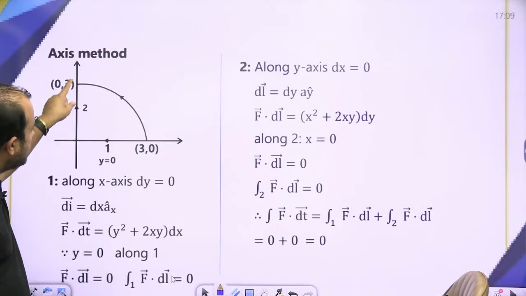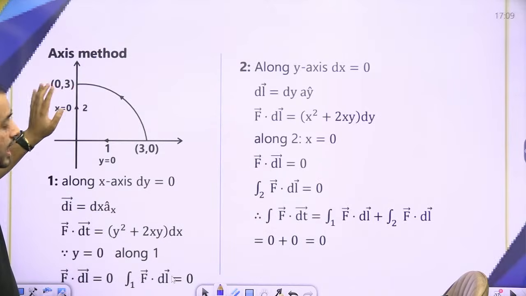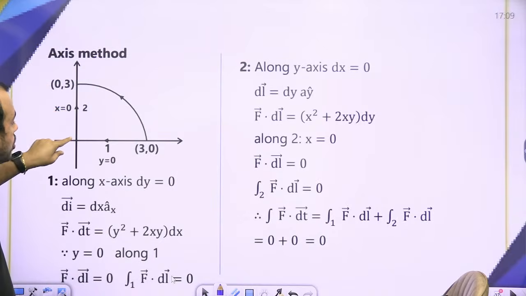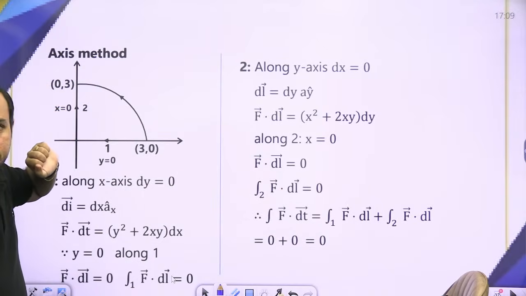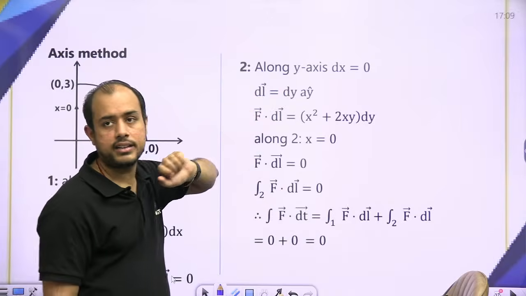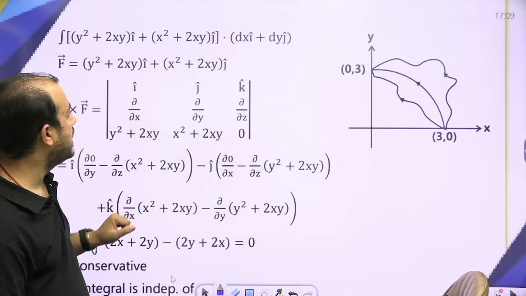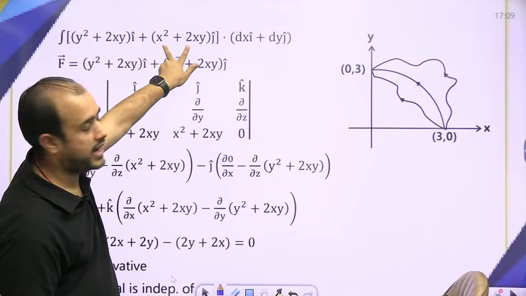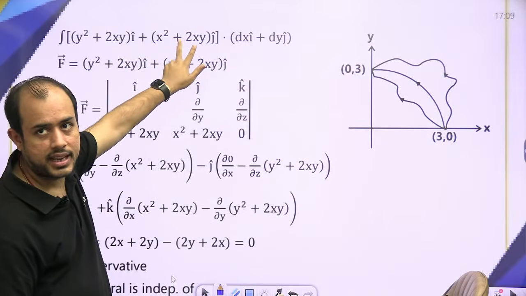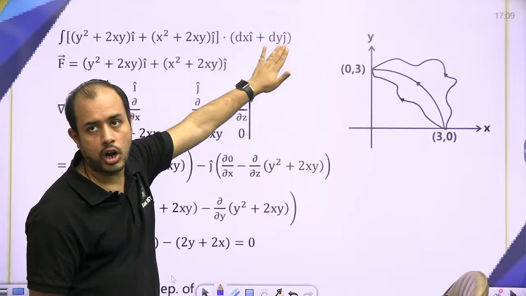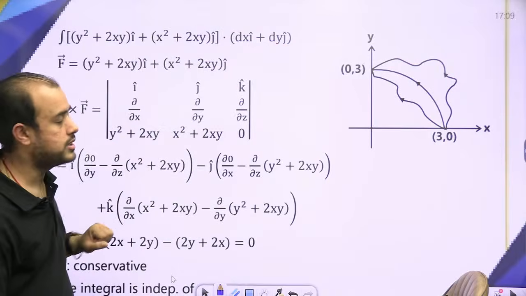Next, second, I move along the y-axis. Along the y-axis, x is 0, y goes from 0 to 3. So dl is dy ay. So when you take dy ay, then you will take this factor because this is j cap, right? This will give you the dot product with y. Please understand what I am saying.